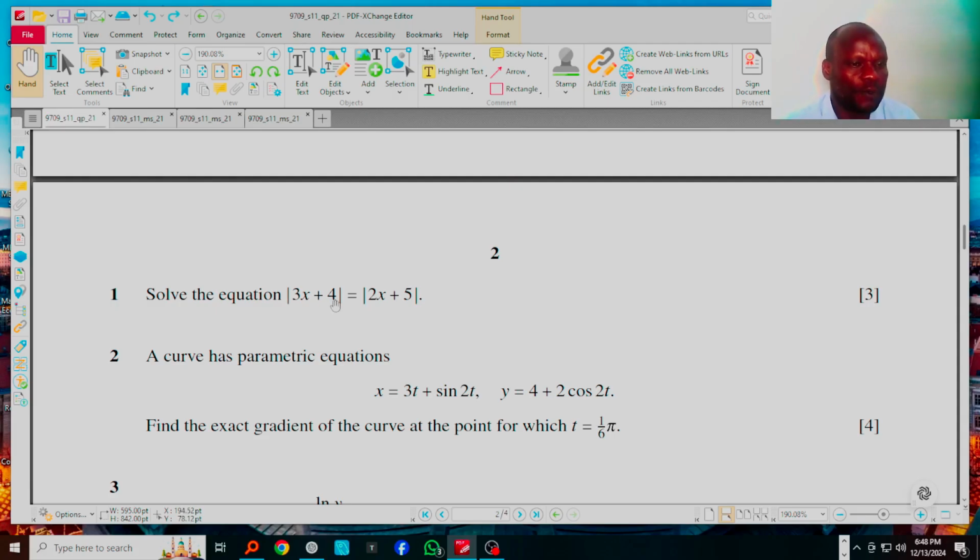3x plus 4, and we have these signs enclosing the expressions, the terms. So these signs mean the absolute. We consider the absolute values. Considering absolute values simply means that we are not interested in direction, but we are interested in the magnitude. Now the same applies to this end. So this is an equation, but to what point do we call it an inequality?